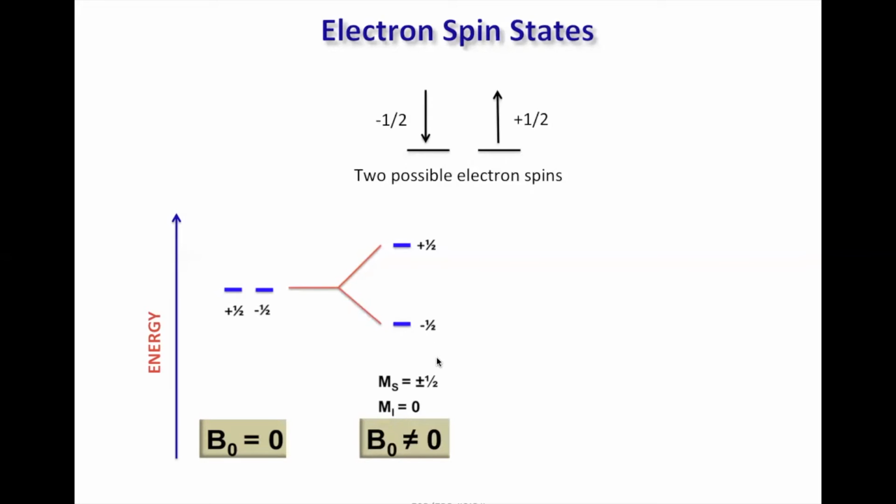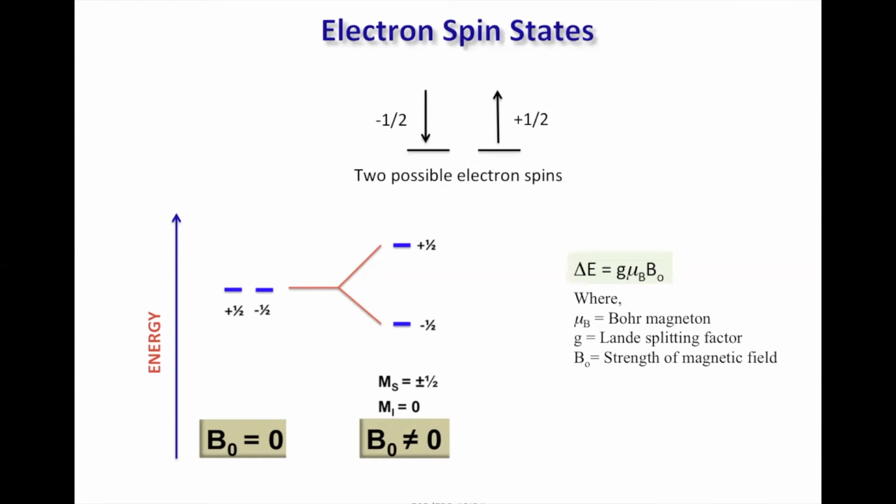One will be lowered in energy, the other will be raised in energy. The lower energy state will be known as the beta state, and in that particular state, the magnetic field generated by the unpaired electron will be aligned parallel to the external magnetic field. On the other hand, the higher energy state will be known as the alpha state, in which the magnetic field arising from the electron will oppose the external magnetic field. That means it is anti-parallel.